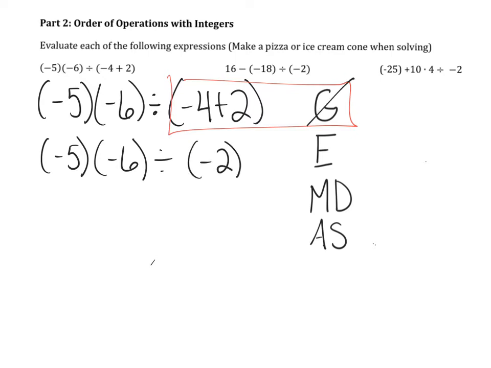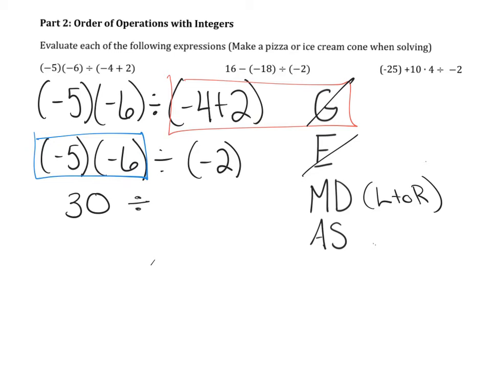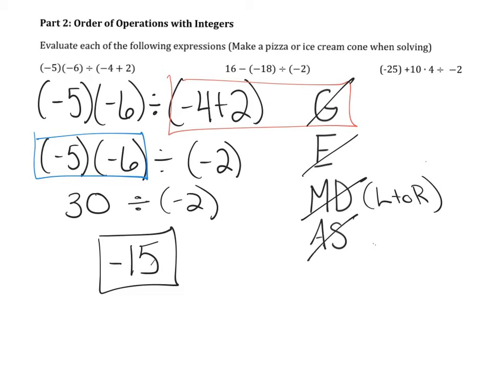Now I've got to look, so now I'm done with G. Do I have any exponents? No exponents. Now I'm going to do multiplying and dividing. Remember, this is left to right. So the first thing I'm going to take care of is this negative 5 times negative 6. So negative 5 times negative 6 is going to give me positive 30 divided by negative 2. Okay, so I'm done with that. Now I can do 30 divided by negative 2, which will give me a negative 15. Okay, so there's all that's done. There's no adding, subtracting. We are completely done with that problem.